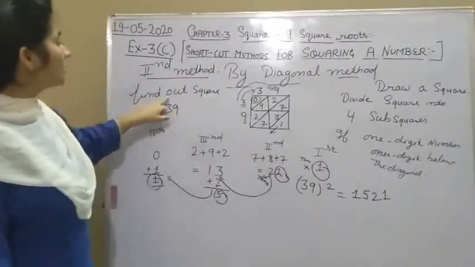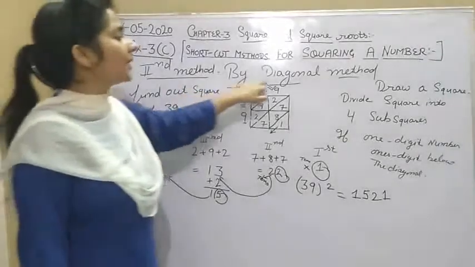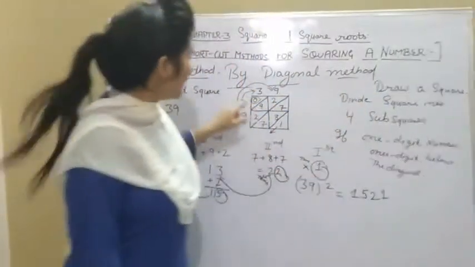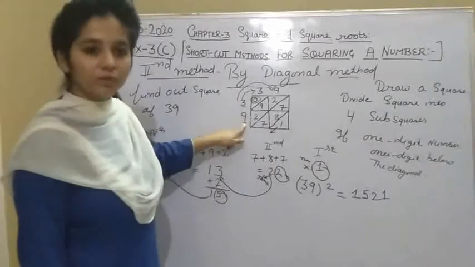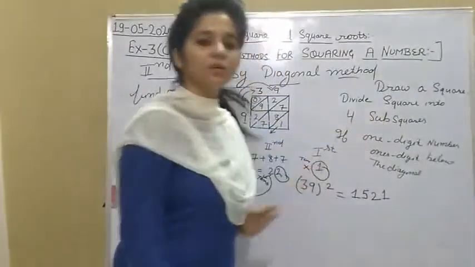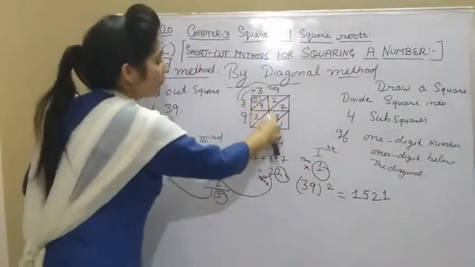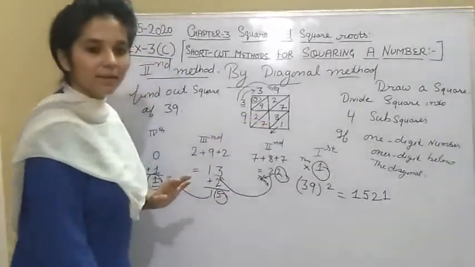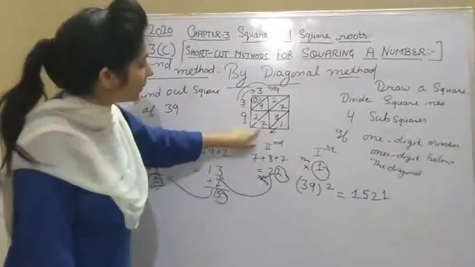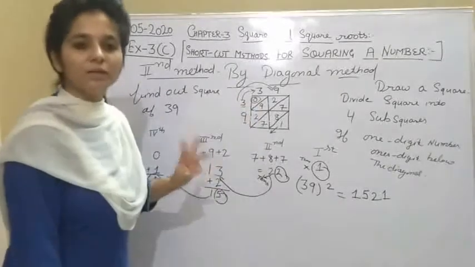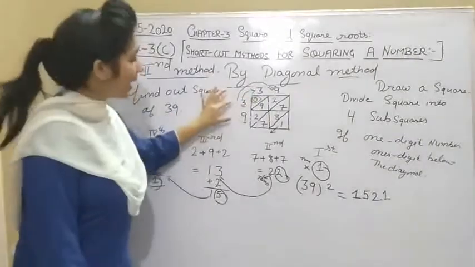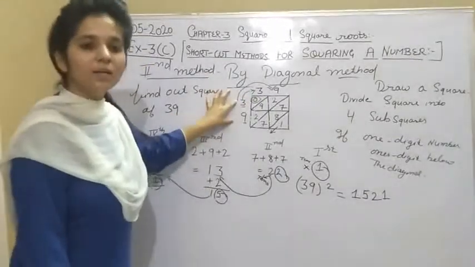I am repeating again this question. We have to find out the square of 39 by diagonal method. Your first step will be you will draw a square. After that you will divide the square into 4 sub-squares. After that we will make the diagonal. Now there will be 3 diagonals. You will write the given number at the top and the left side of the square.